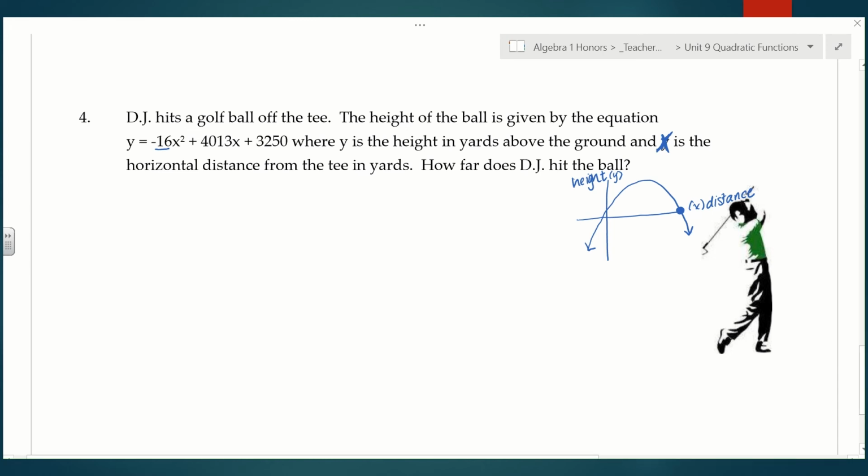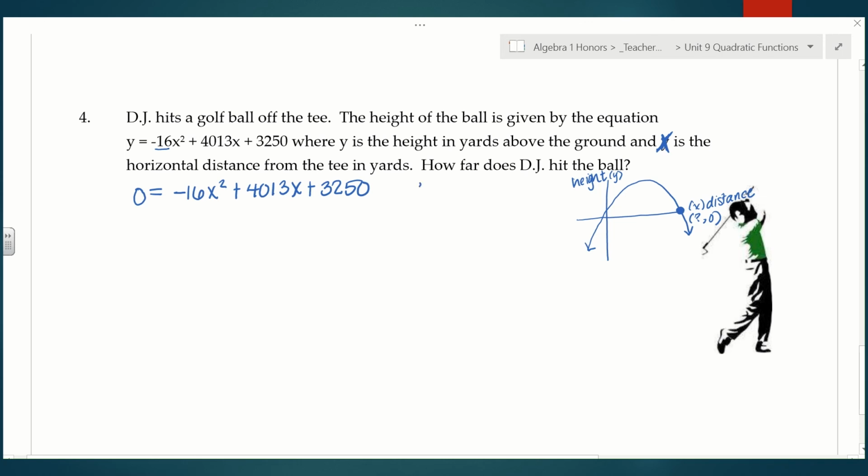In order to figure that out, we are going to have to find one of those x-intercepts. To do that, we have a couple of options. We can solve this using quadratic formula, completing the square, or factoring. Because of the types of numbers we have, I'm probably going to go with quadratic formula. At that point, the y-coordinate is 0 because the ball has hit the ground, so it has 0 height. So I'm going to put 0 in for y, and x is what I'm trying to find. My equation looks like that.